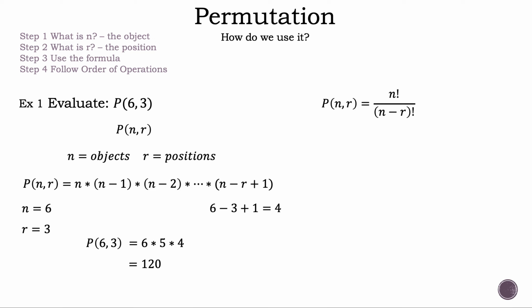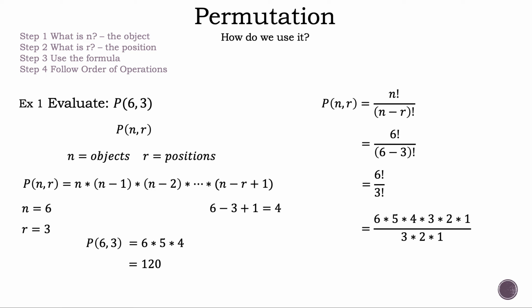n permutations of r is equal to n factorial over the quantity of n minus r factorial. So let's substitute 6 for each n and 3 for each r. So now we have 6 factorial over the quantity of 6 minus 3 factorial, and 6 minus 3 is 3. So now we have 6 factorial over 3 factorial. Let's get rid of those factorials.